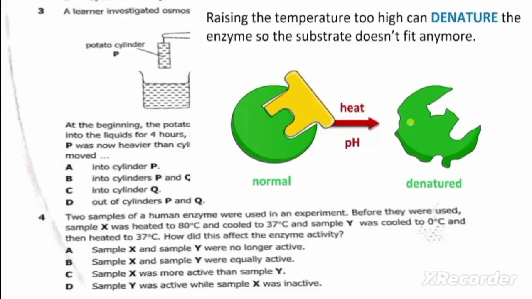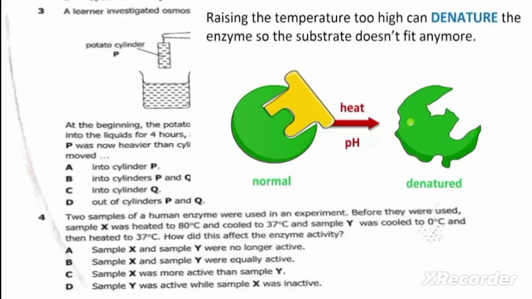Okay, so when the enzyme is denatured, it cannot be reversed. Then when the temperature is too low, the enzyme will become inactive. We are told that the first enzyme, X, was heated to 80 degrees, which means this enzyme was killed and this process cannot be reversed. So in short, this enzyme can no longer work.